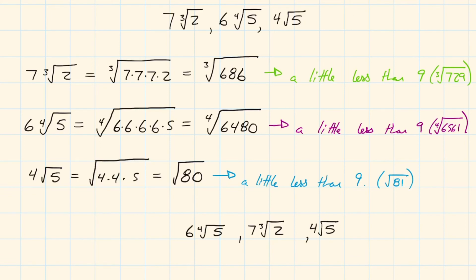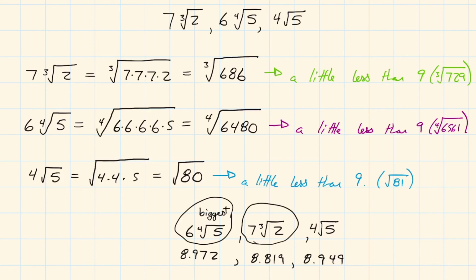Now I'm going to go to the calculator to see if I'm right, and unfortunately, I am way off. 6 times the fourth root of 5 is 8.97. 7 times the cube root of 2 is 8.82, and 4 root 5 is 8.94. So it turns out that 6 times the fourth root of 5 is the biggest, 7 times the cube root of 2 is the smallest, and 4 square root of 5 is in the middle. So either way, moral of the story is this is what calculators are for.